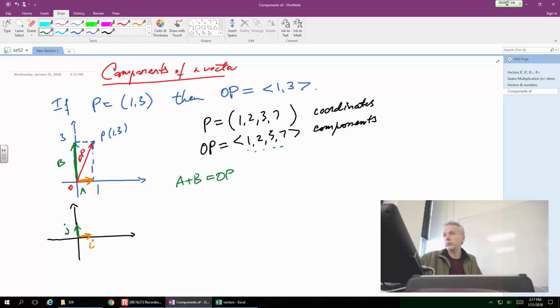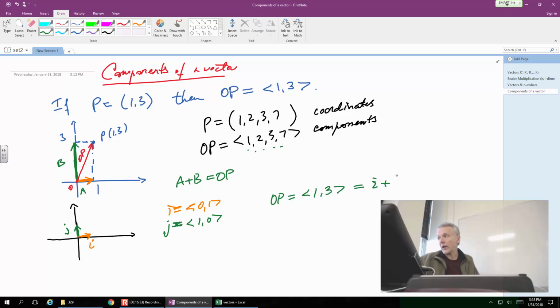I could simply write what they are. I is equal to (0, 1), and J is (1, 0). So I and J are the building blocks of all the vectors. I can represent every vector in terms of these. So once again, my vector OP, which is (1, 3), I represent as I plus 3J.